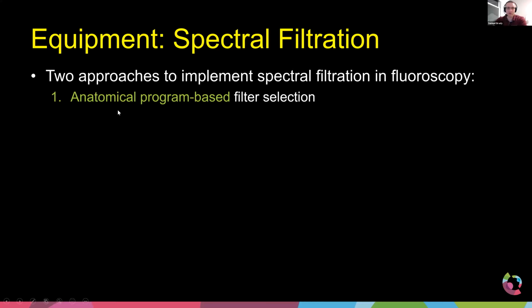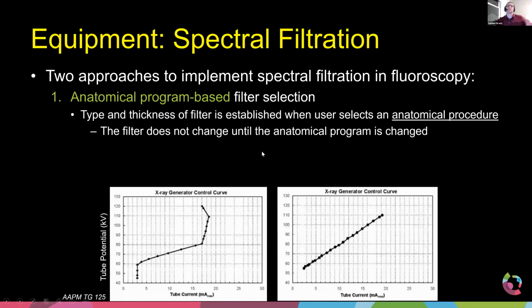So the first approach is what's called anatomical program-based filter selection. So you, the physician, walk in, you're doing a VCUG or something on a table, or you're an interventionalist and you're going to do something. You push the button on the machine and you pick the anatomical program. So if it's a VCUG, it's a VCUG. If it's a video swallow, we're going to do a VCSS or whatever we're doing. We just push that button.